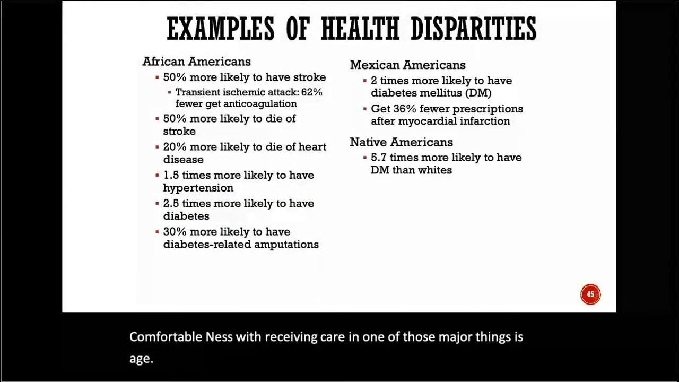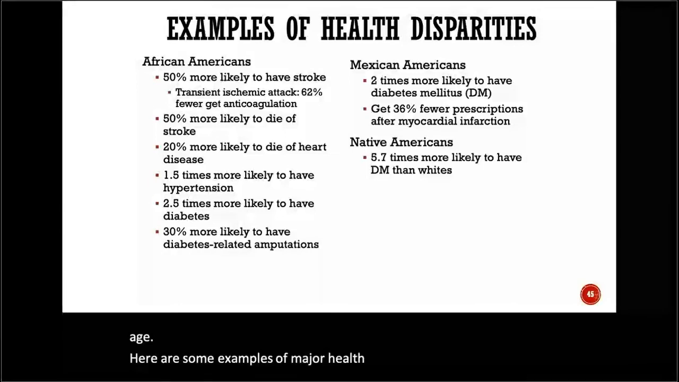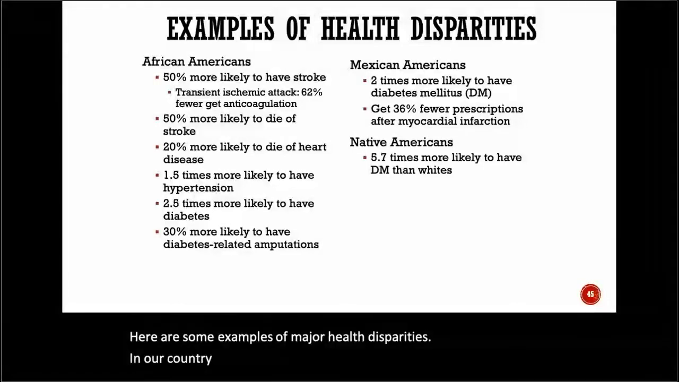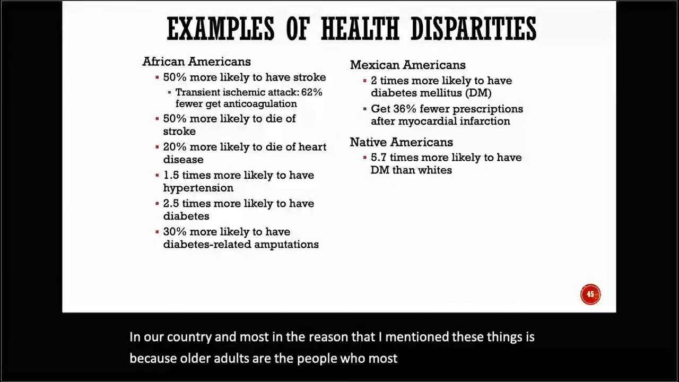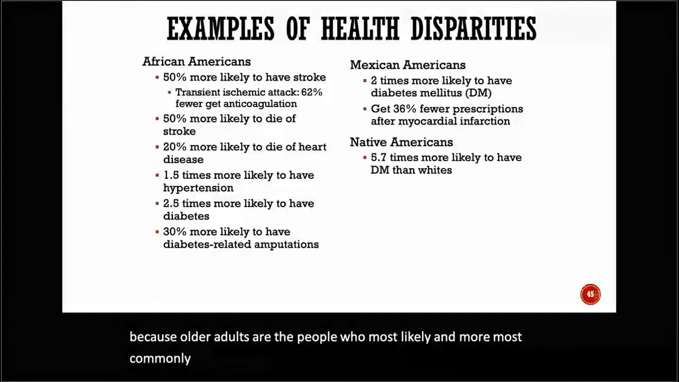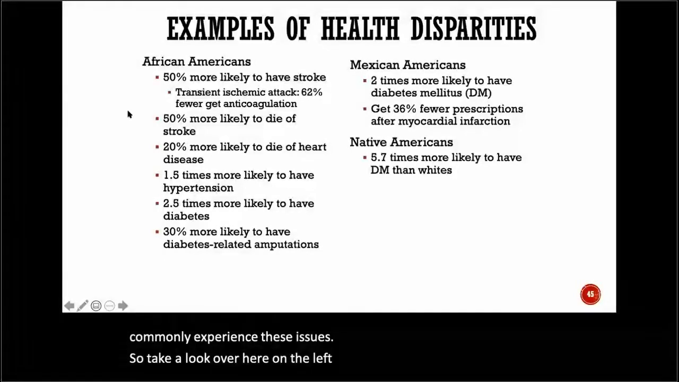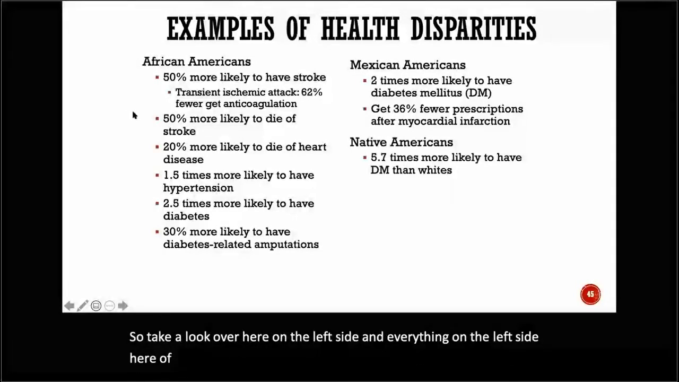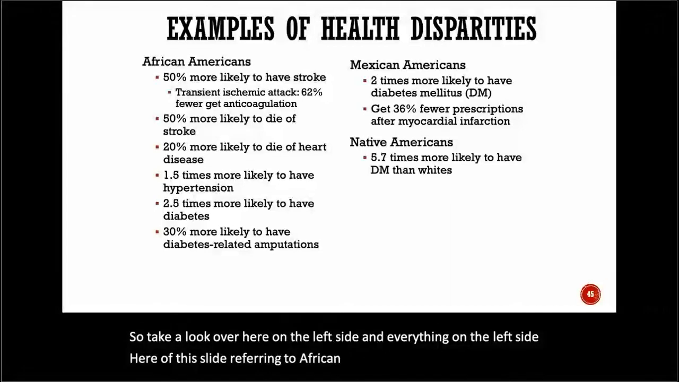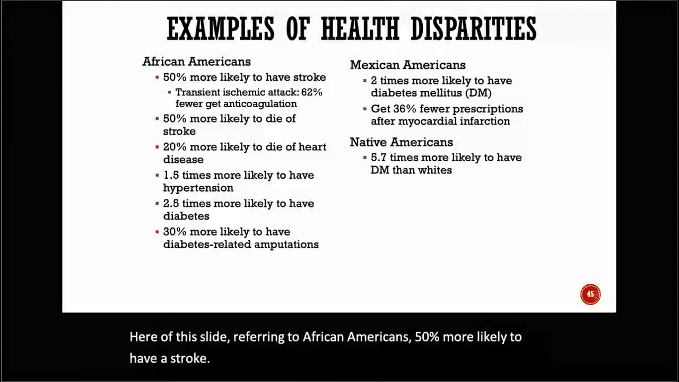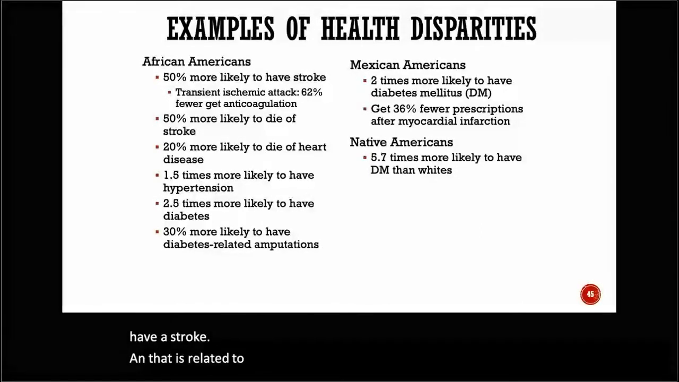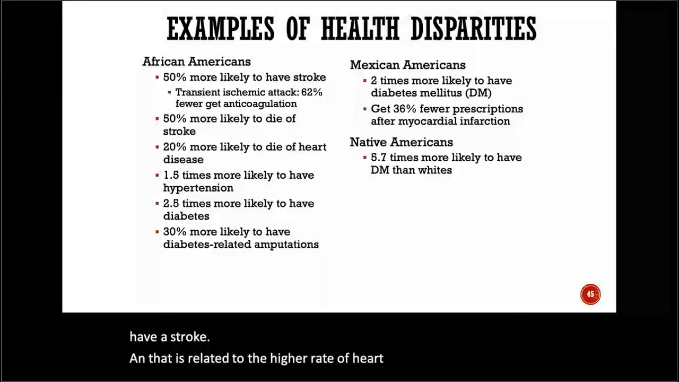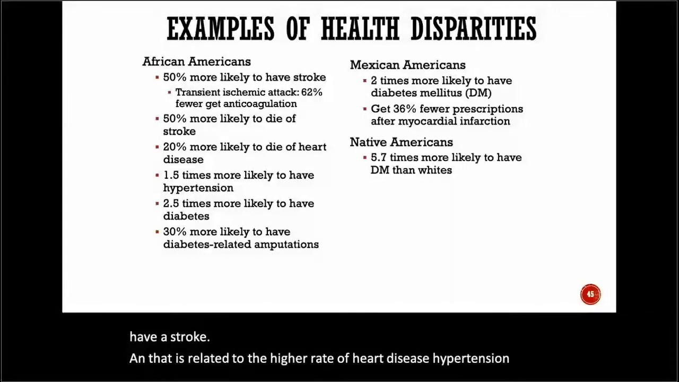Here are some examples of major health disparities in our country. The reason I mention these is because older adults are the people who most commonly experience these issues. Take a look over here on the left side; everything on the left side of this slide is referring to African Americans. They are 50% more likely to have a stroke. Wow. And that is related to the higher rate of heart disease and hypertension in the African American population.